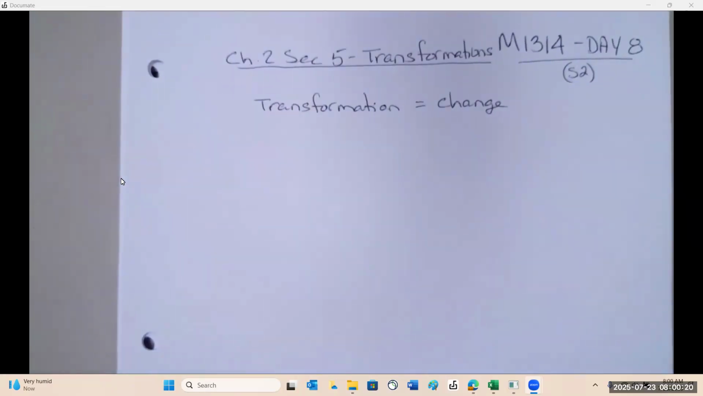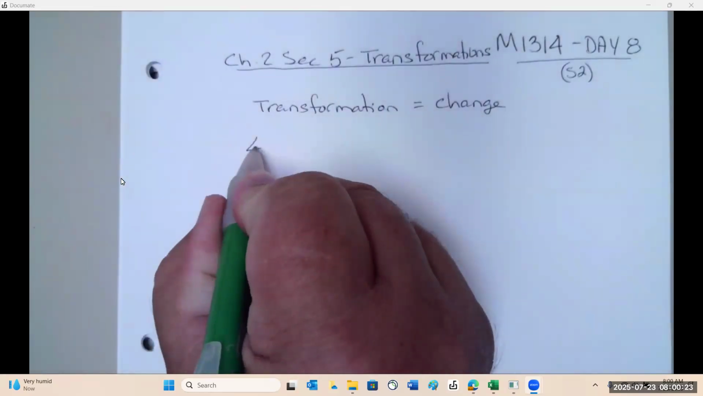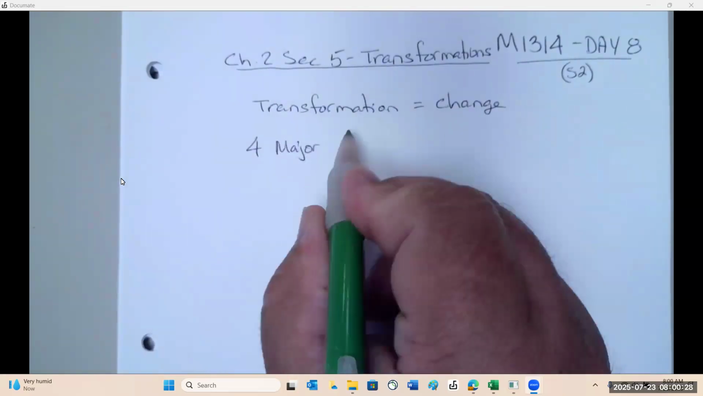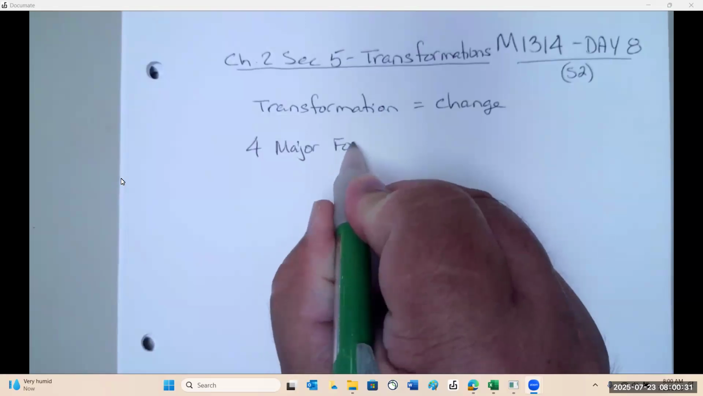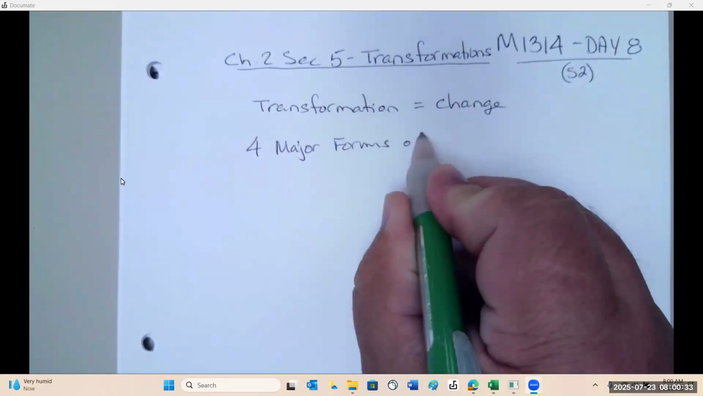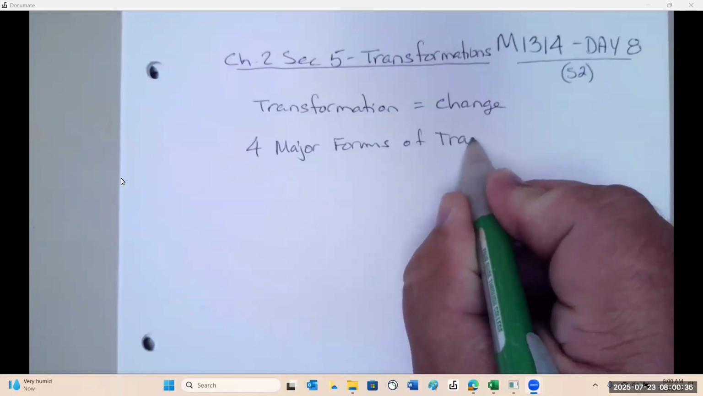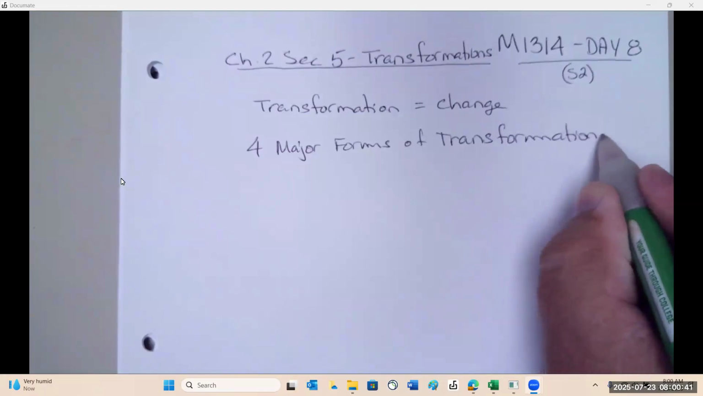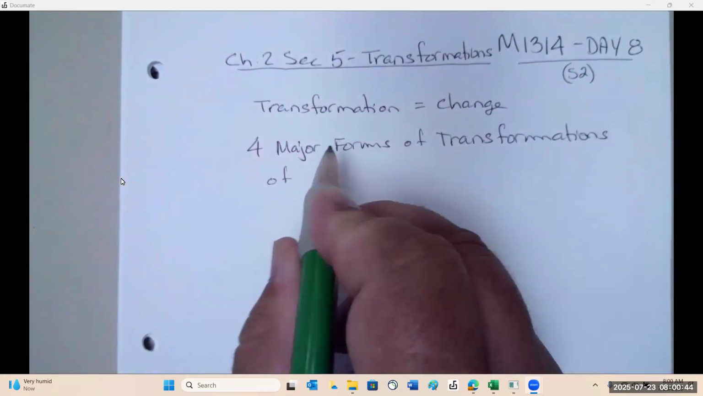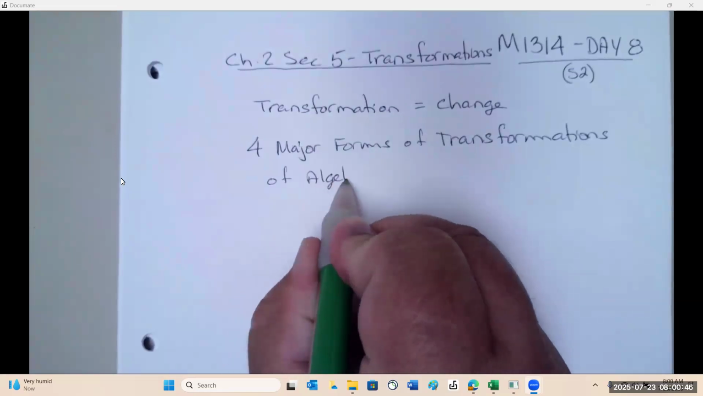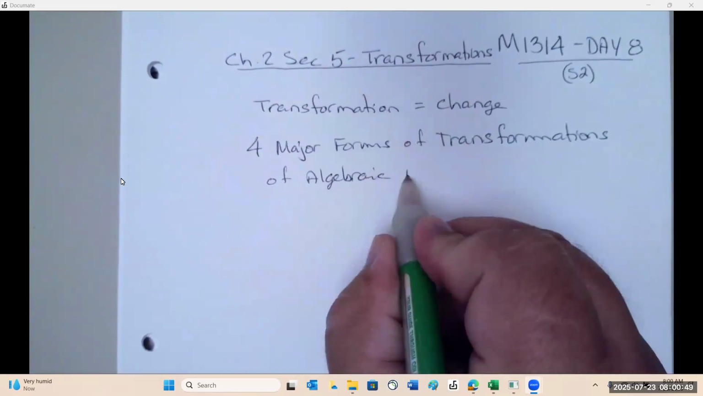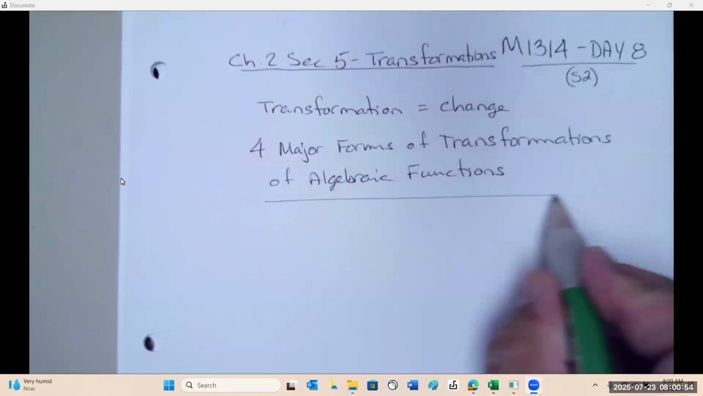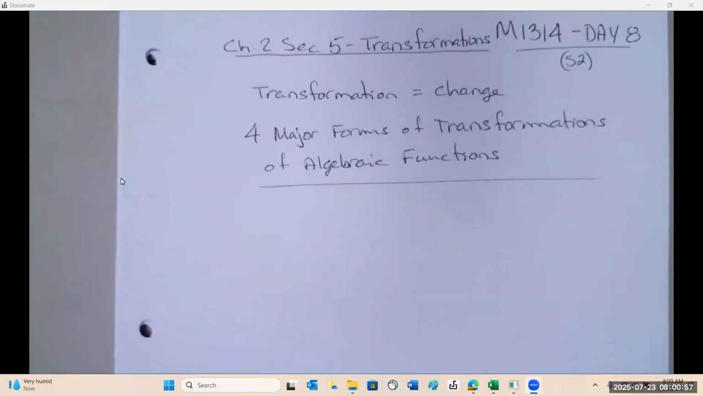In mathematics, there are four major forms of transformations of algebraic functions. There are four major types.